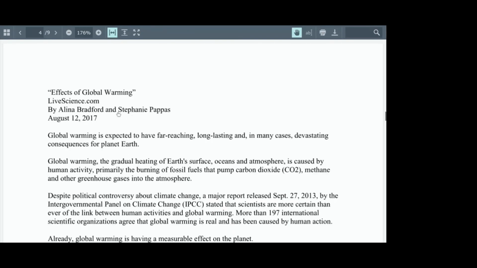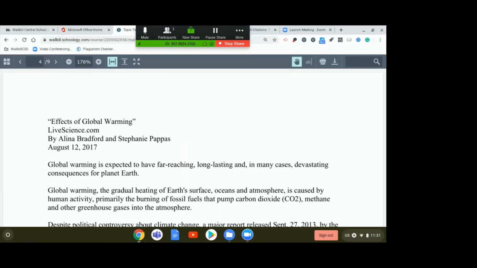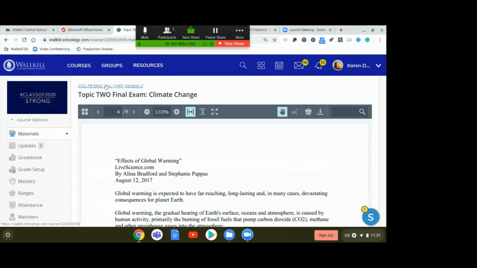So again, don't be tricked by that. That's the only one with a double author. Again, it's the second article of the climate change articles that you have. And I'm going to use Bradford first because alphabetically the B comes first, and Pappas second, and the word and in between, with whatever the page number is. So that's the citation for this Effects of Global Warming article. All right, let's get out of there. If you're confused by that, please reach out to me, especially if you're going to write about climate change, because that's the double author article.